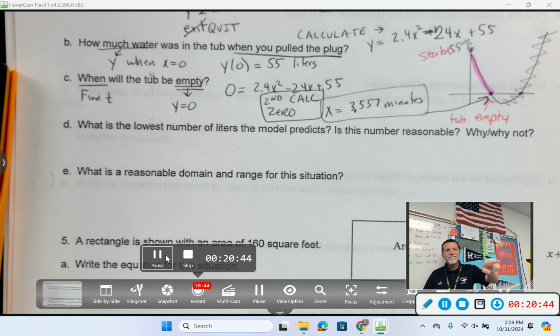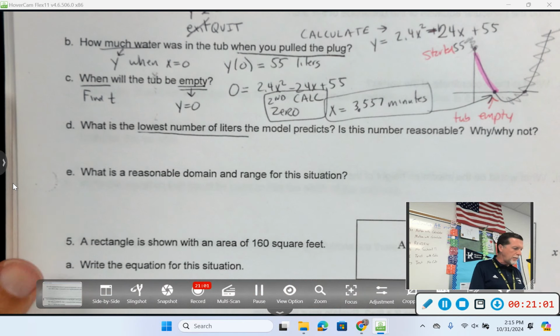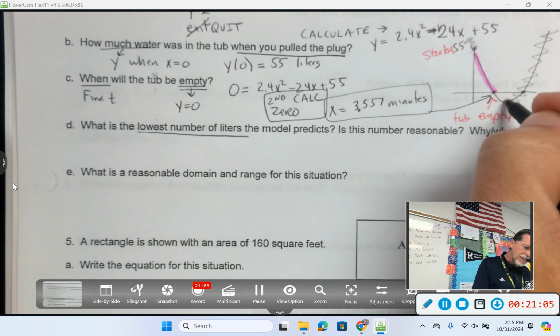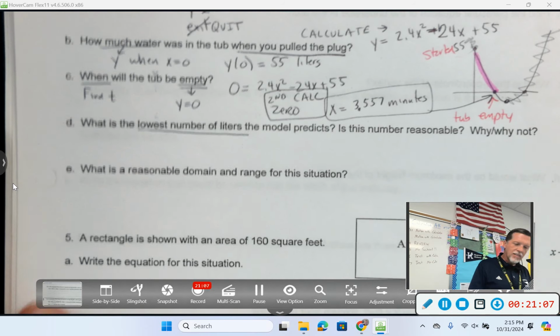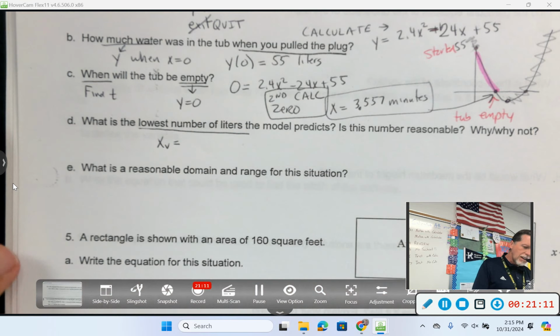Well, mine, you can't even see the graph. Uh-oh. D. What is the lowest number of liters the model predicts? Is this number reasonable? Why or why not? So what's the lowest number of liters? Where does the lowest happen on a parabola? At the vertex. So vertex, x-coordinate of the vertex.